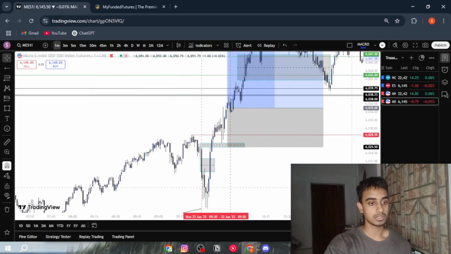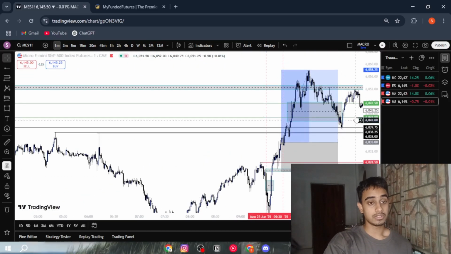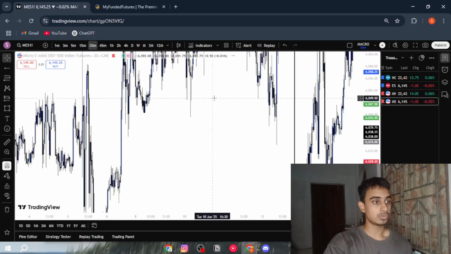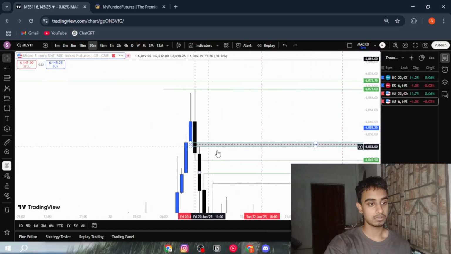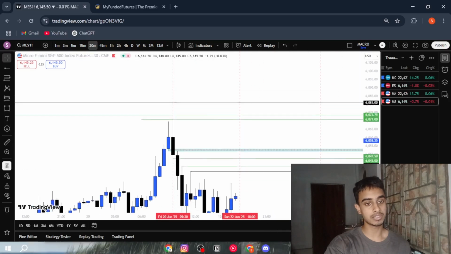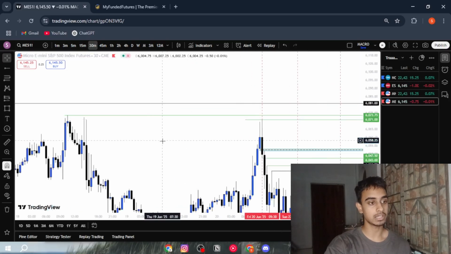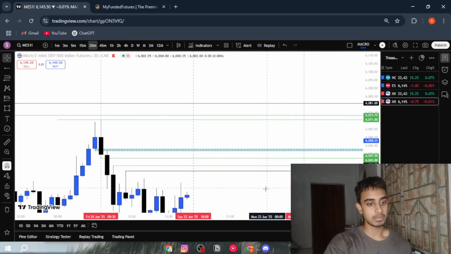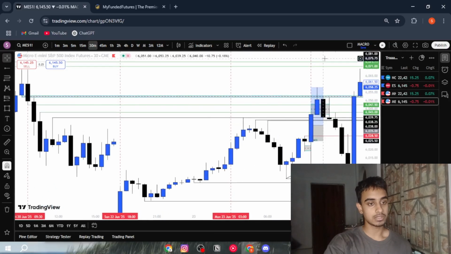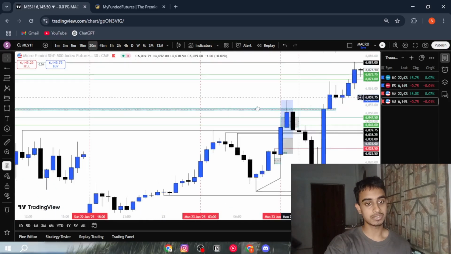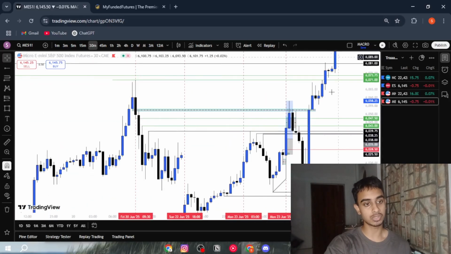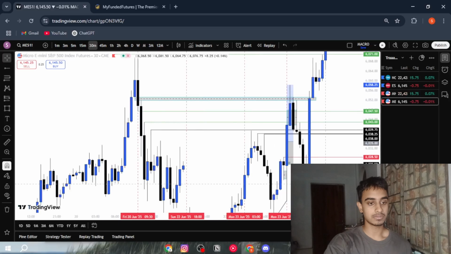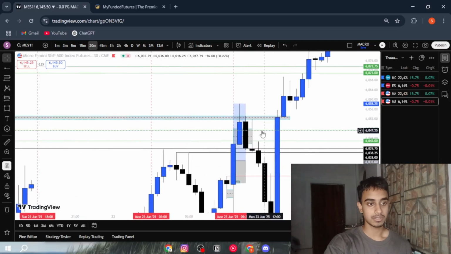And my targets were somewhere around here, the 30 minute fair value gap. My main target was these highs, these higher time frame highs. But I didn't really touch this. After it came down again, it took out all of this.